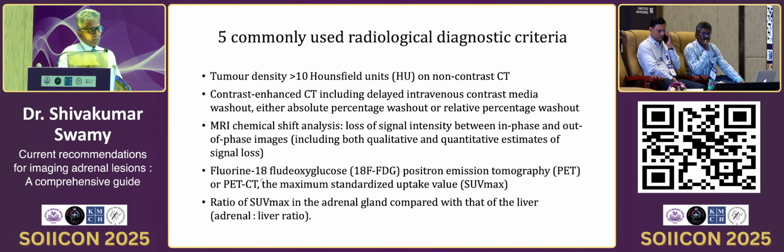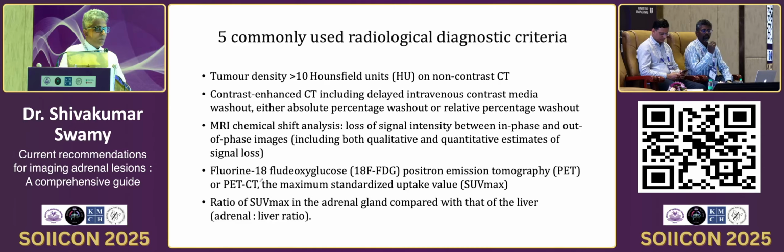And MR chemical shift imaging is mainly used to look at the microscopic fat, not the macroscopic fat. Macroscopic fat is obviously easily seen. The microscopic fat is assessed between the in- and out-of-phase images, both qualitatively as well as quantitatively, which estimates the signal loss on those images.